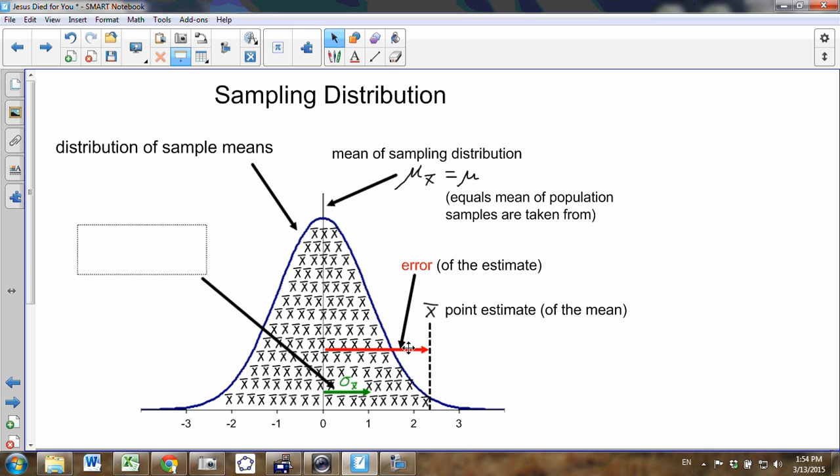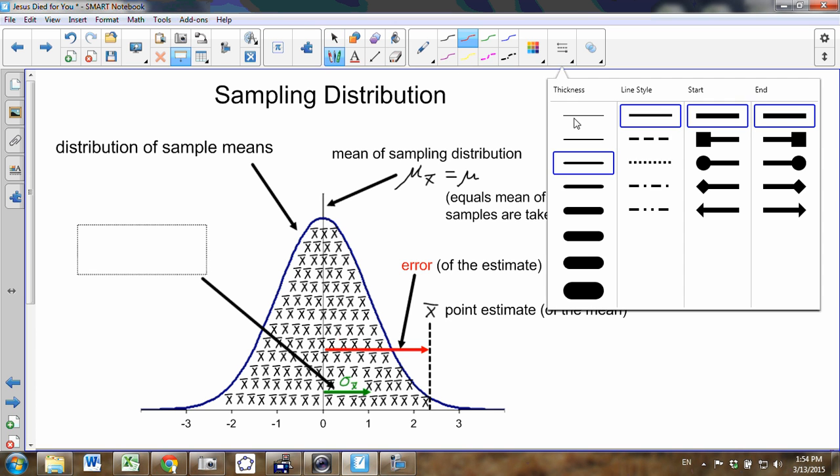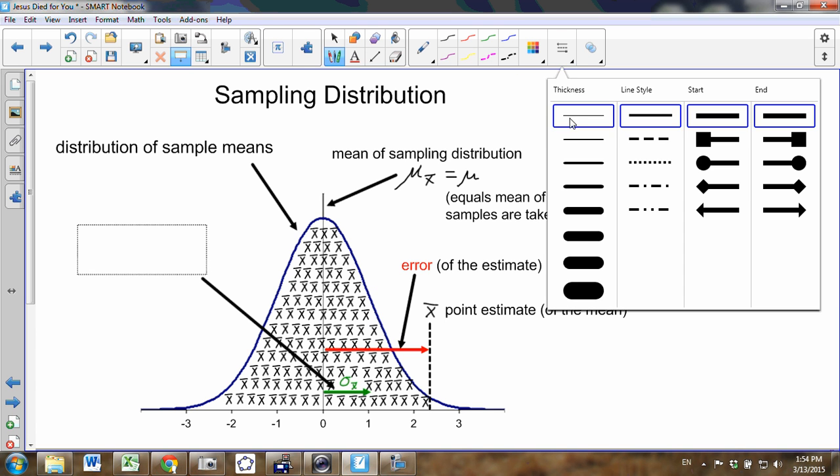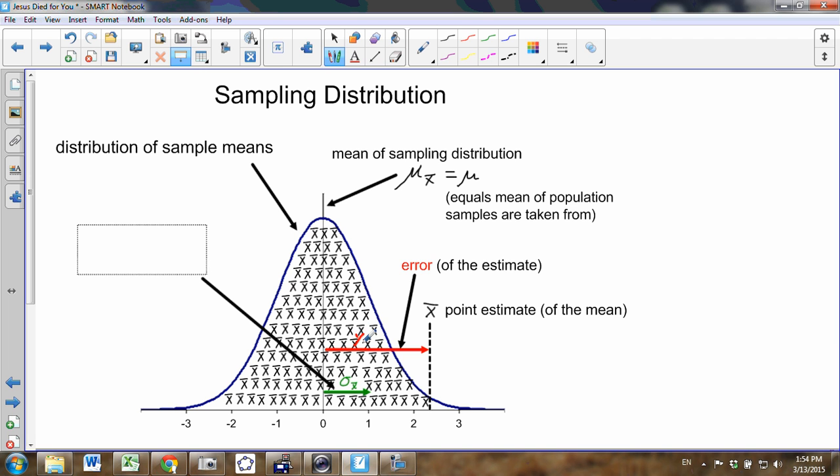This right here is the error of the point estimate. And how would that be calculated? Well, like the deviation, this is just going to be x bar minus this mu sub x bar. That's kind of sloppy. But it's this measurement, this point estimate, this sample mean minus the mean of the sample means. That's the error. Now, just like we had in the population distribution, we had a standard deviation.